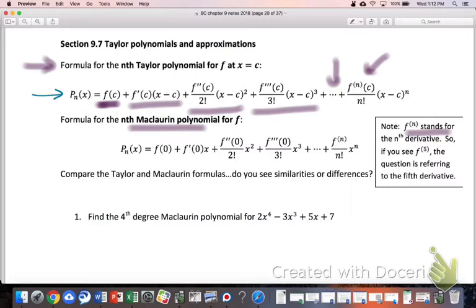Okay, so the x minus c's all become x minus zeros, hence they're just x's, and all of the f of c's and f prime of c's and f double prime of c's are just f of 0, f prime of 0, f double prime of 0. So you could say that a Maclaurin polynomial is simply a Taylor polynomial centered at 0. Make sense? Just for sake of terminology, we would never say that there's a Maclaurin polynomial centered at 5. A Maclaurin polynomial, by definition, is centered at 0.